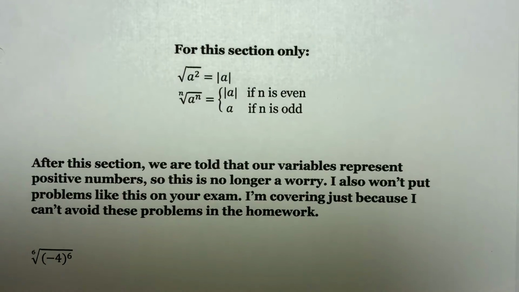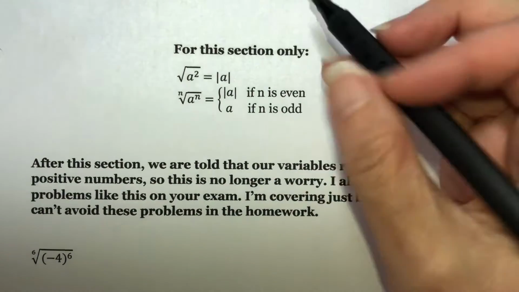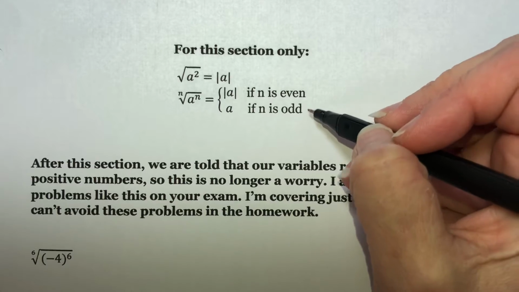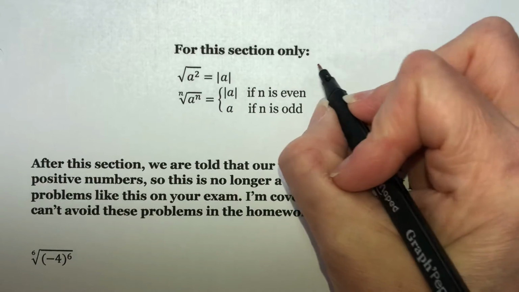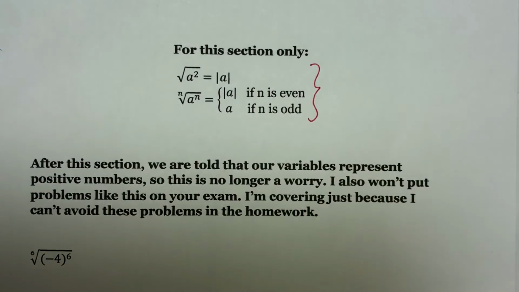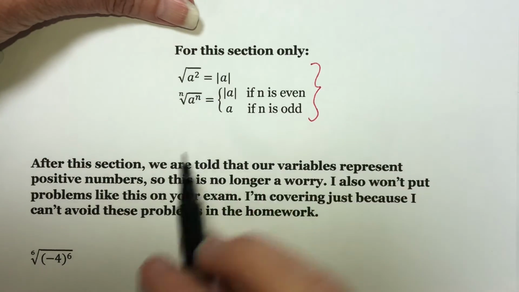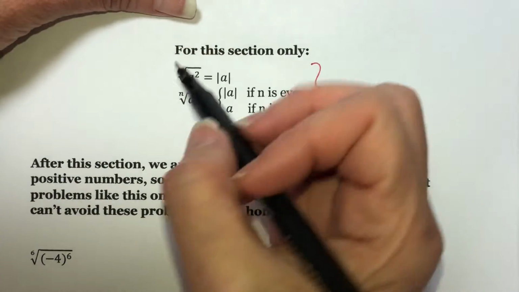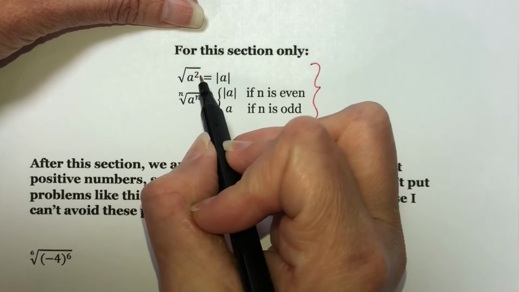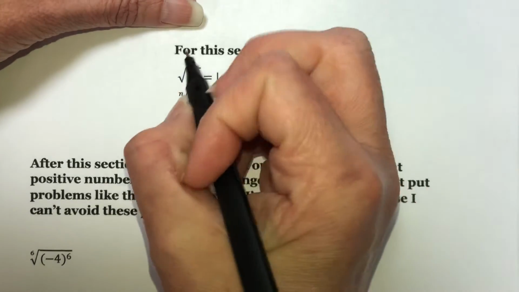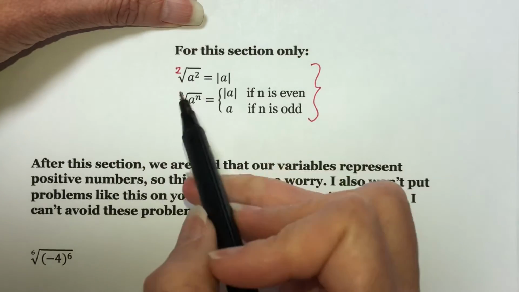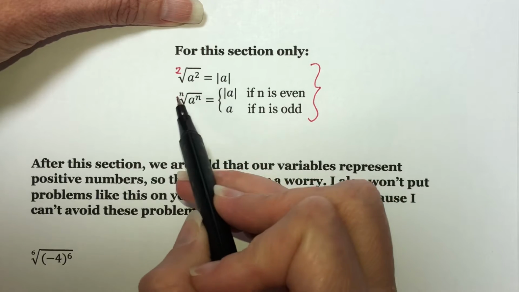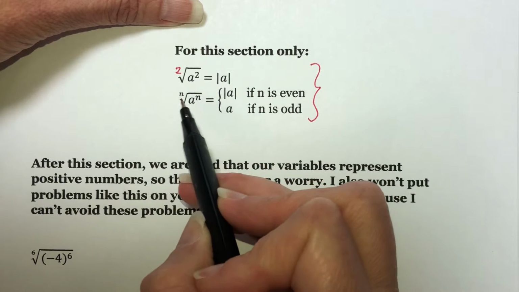This is part 2 of section 8.1. We have some properties here, and for this section only, we really have to worry about this. Basically what's going on here is the square root of a squared. This is a 2, an understood 2. If you look here, this is for a general root, and notice our index and our exponent are the same.